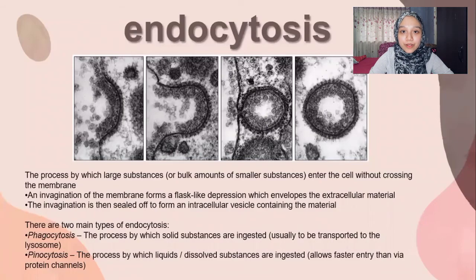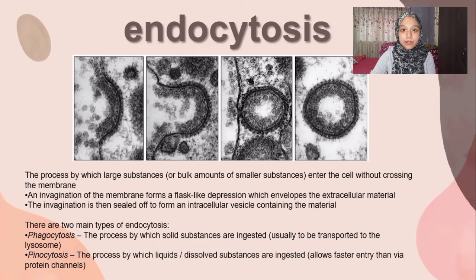Endocytosis is the process by which large substances enter the cell without crossing the membrane. The cell also takes in macromolecules by forming vesicles from the plasma membrane, and invagination of the membrane forms a flask-like depression which involves the extracellular material. The invagination is then sealed off to form an intracellular vesicle containing the material.